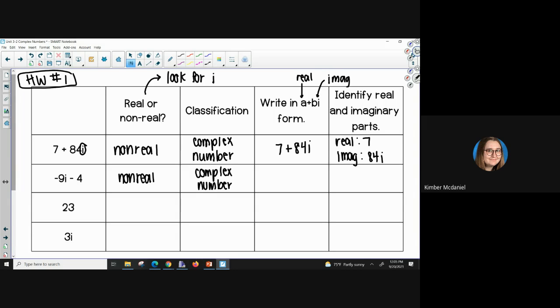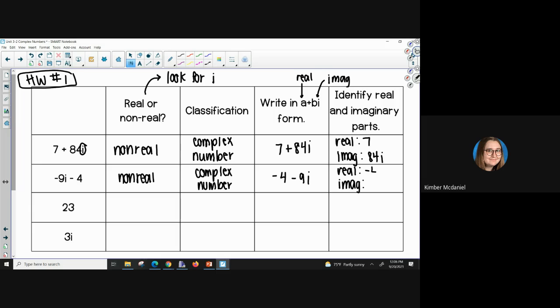However, is that in a plus bi form? No. Tapacia, how can I rewrite that in a plus bi form? Perfect. Negative 4 minus 9i. Because you'll notice that Tapacia put the real part first, the imaginary part second. Now, building off of that, Javon, what's the real part? Negative 4. Negative 4. You're smart.